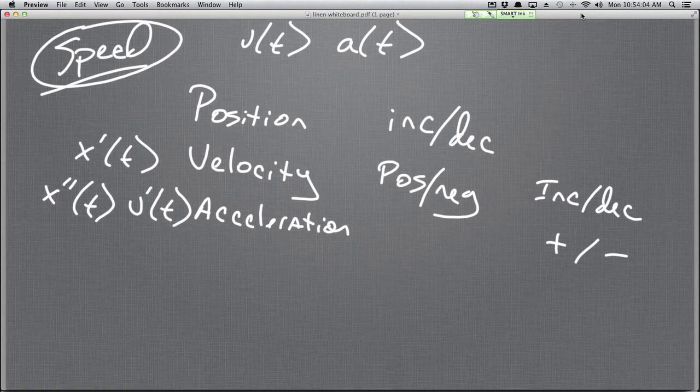There's one more thing we need to know about speed. It is also defined as the absolute value of velocity. And what speed is defined as, it's the absolute value of velocity. And why is there absolute value on it? Because it's always positive. That's why speed is the absolute value of velocity.